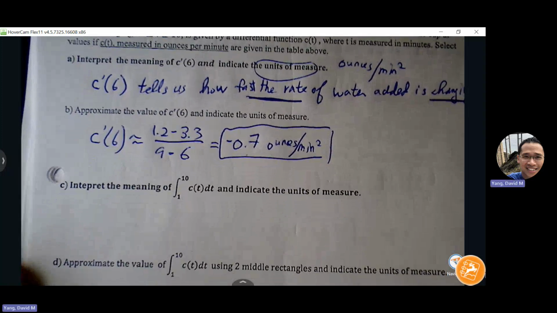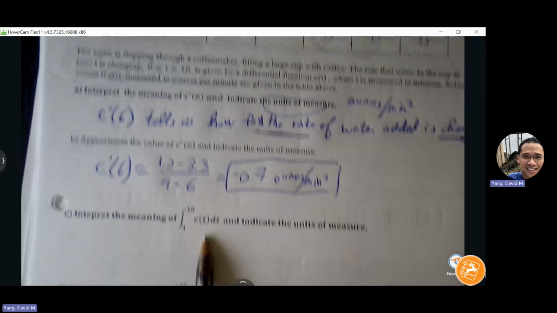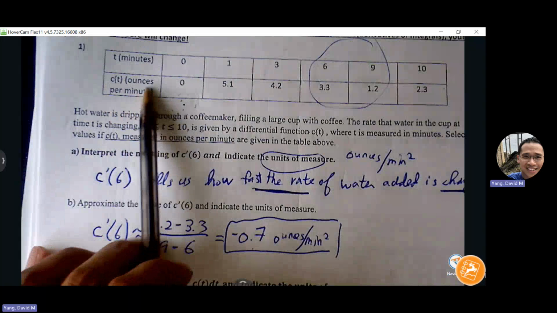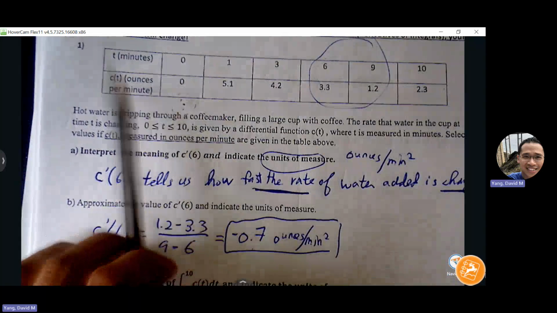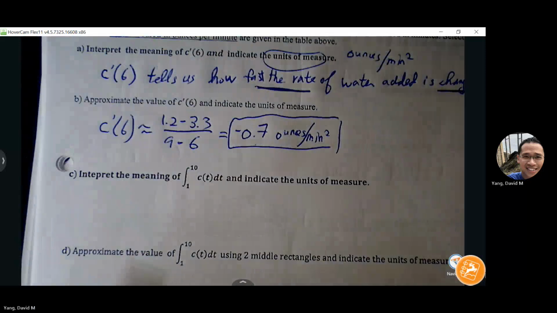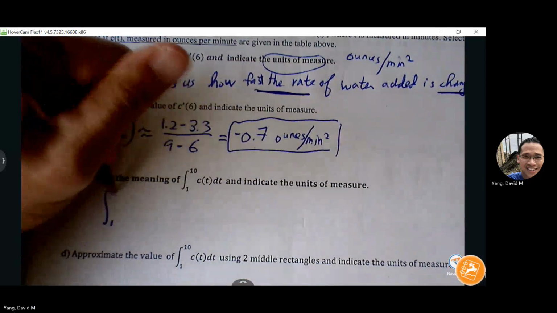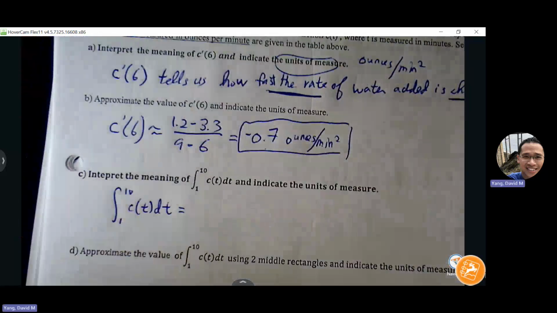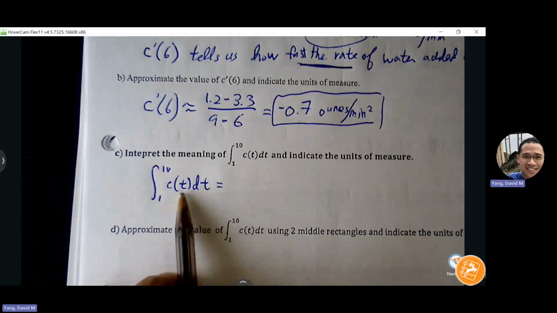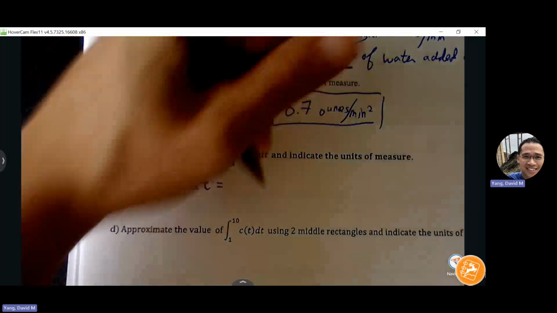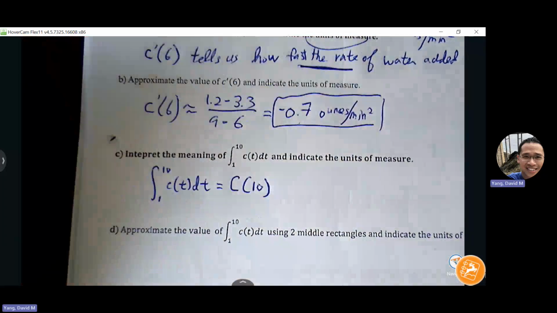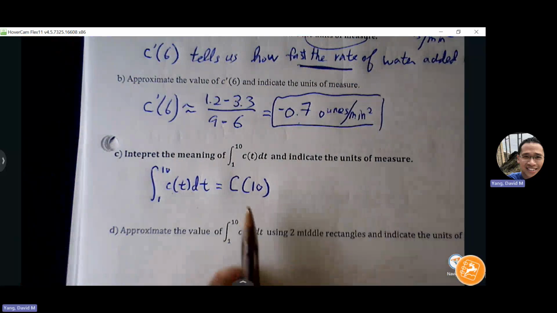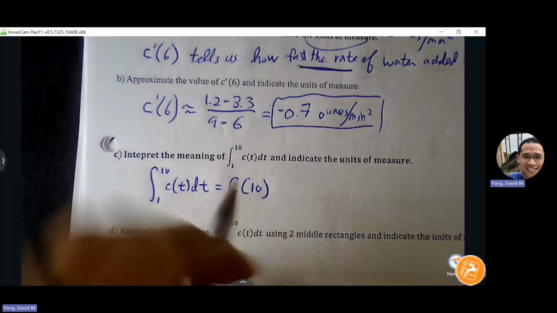Okay, interpret the meaning of the integral from 1 to 10 of lowercase c of t and indicate the units of measure. Now, we know that if I take the integral, my ounces per minute will turn into what? Ounces, because I'm multiplying these together, right? To help us see what this is really telling us, if I were to work through this using integral notation, lowercase c becomes uppercase C, and uppercase C indicates the amount of coffee in the cup at 10 minutes, right?